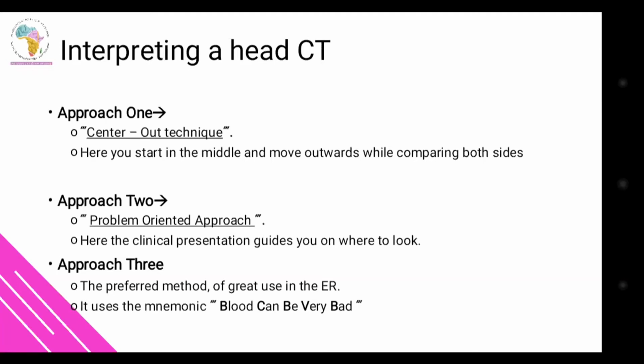Or maybe you have a patient that presents with sudden onset hemiparesis. So what you're looking for on the CT is the brain parenchyma, to see if there's any ischemic lesion there or maybe a bleed in the brain. So that is what this second approach means. Now there's the systematic approach, which is the preferred method and is of great use in the emergency room, because with this approach the likelihood of missing a lesion is very minimal.